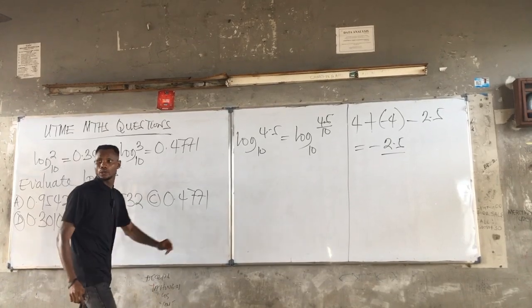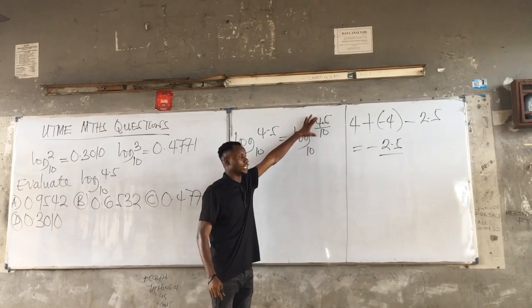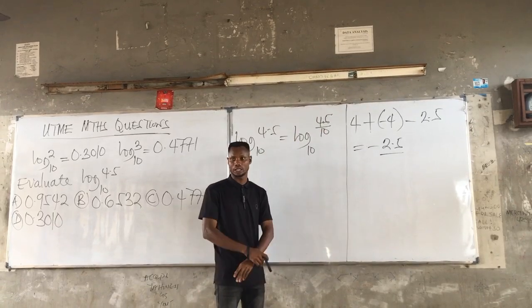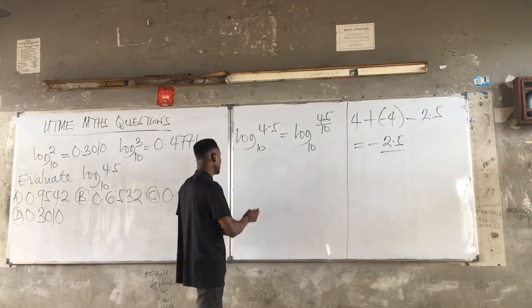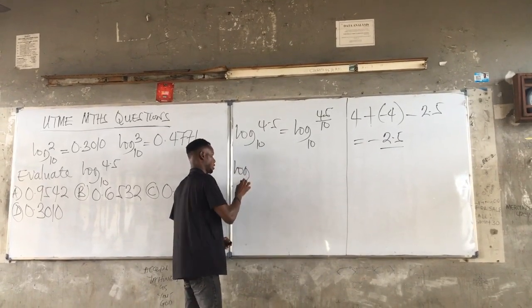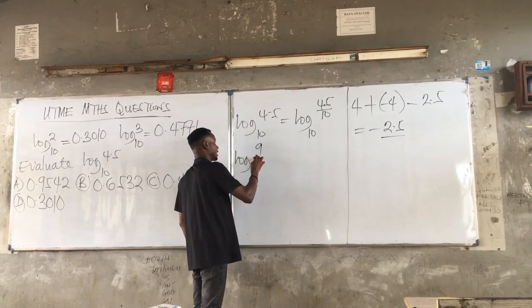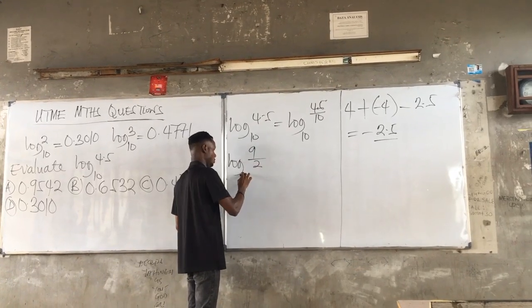4.5. Now we can reduce this guy. Reduce this guy here. This is going to be 5 goes into this is what? 9. Alright? 5 goes into this is what? 2. So that means this will be log of 9 over 2 base 10.